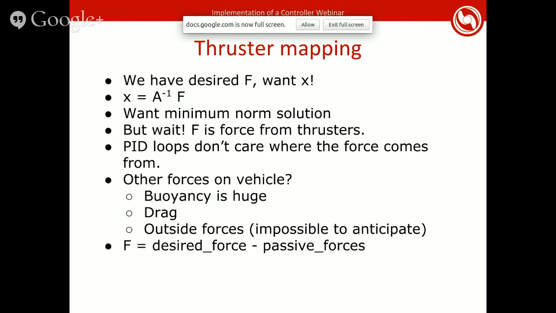So when that happens, what you can do is run some kind of black box minimization solver on your space to find the set of thruster values that minimizes the error you're going to have.